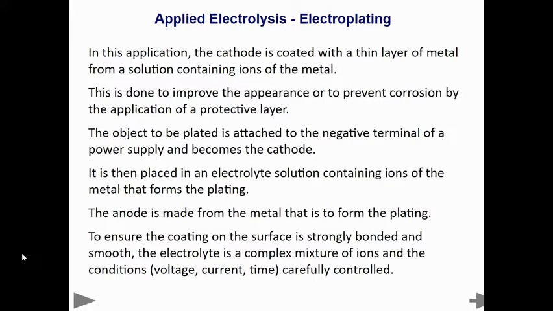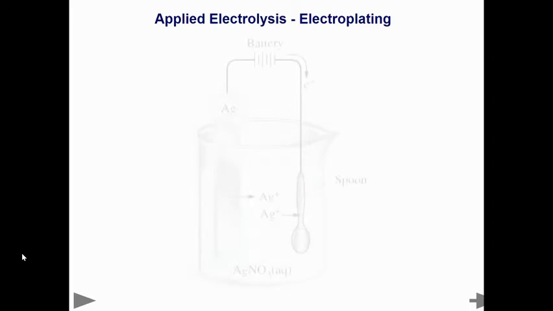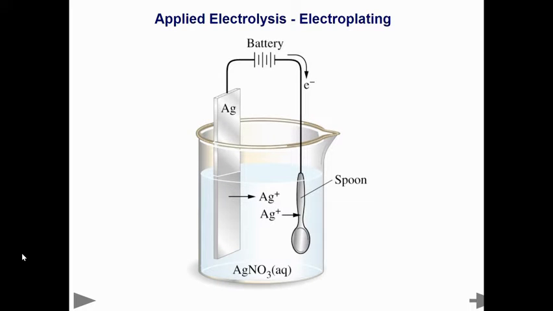In order for you to lay a thin layer of one metal on top of another metal, the electrolyte is a complex mixture of ions, and conditions such as voltage, current, and time have to be carefully controlled. So here's an example of what it might look like. Let's say you had a spoon that you wanted to plate with silver because silver is an expensive, soft metal. You oftentimes see things being coated with silver or plated with silver instead of the object being pure silver. Another thing you might see with silver is alloys.